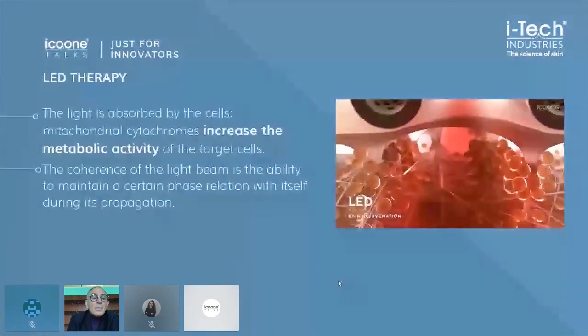The light is absorbed by cells, and mitochondrial cytochrome increases the metabolic activity of the target cells. The coherence of the light beam is the ability to maintain a certain phase relation with itself during its propagation.